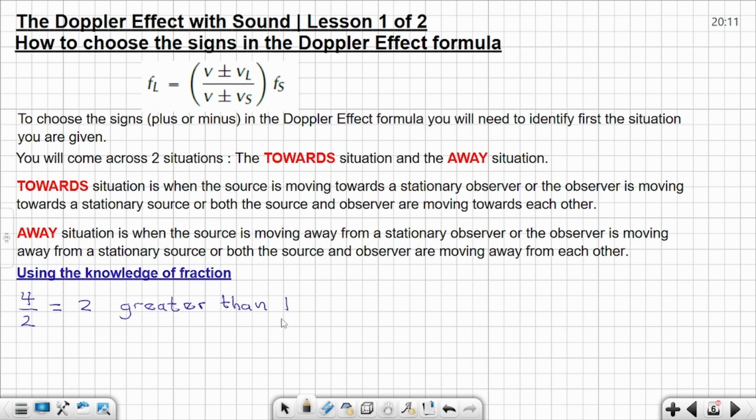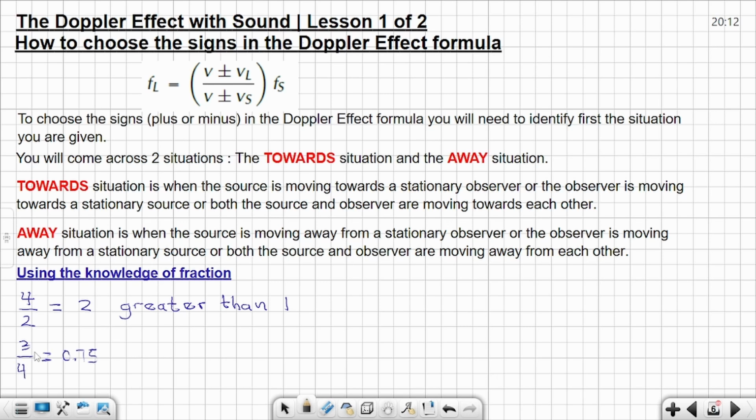You don't need to be good at mathematics for you to understand this. This is primary stuff. You must understand your fraction. Always, when the top part is bigger than the bottom part, the answer will always be greater than 1. What I want you to pay attention to is the word greater than. I want you to keep this in mind. I'm going to show you how this can help you. For now, keep the word greater than in your mind.